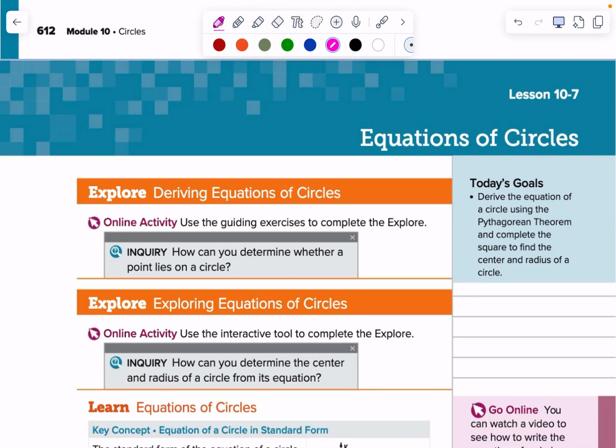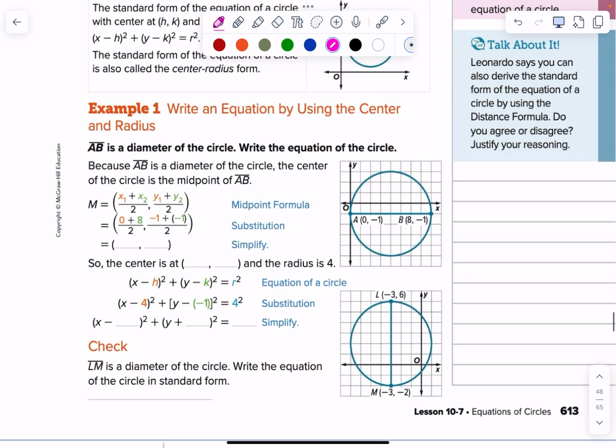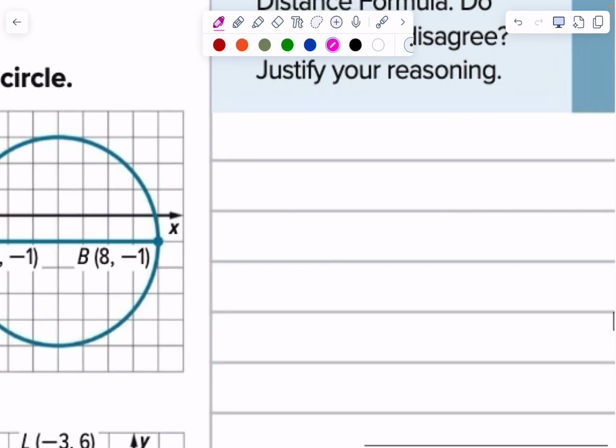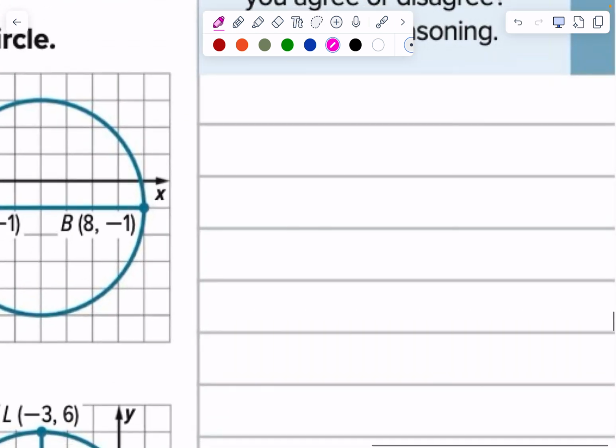Circles, equations of circles, 10-7. All right, here we go. Equations of circles. Let's just dive right into it. Write this down off to the side over here. In this bottom left corner, I'm going to give you all of the cheats.